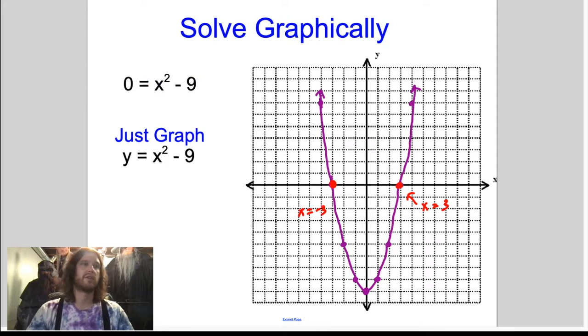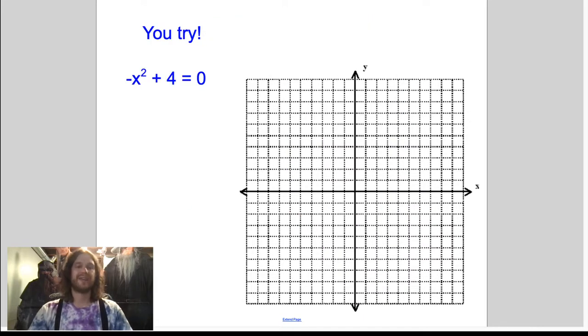So that's solving graphically. Go ahead and give it a shot. I believe you can do this on your own. Try and graph this and tell me what you think the solutions are. Pause the video if you need.